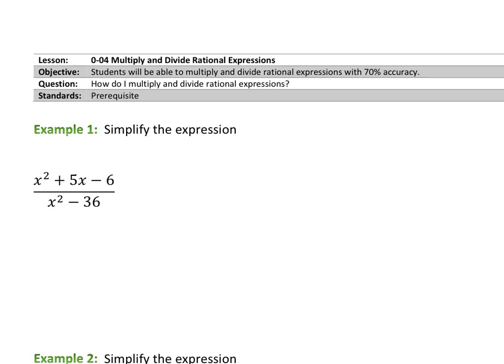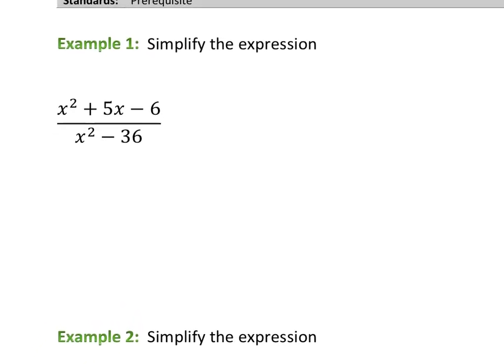Okay, today we're going to be going over multiplying and dividing rational expressions. For the purposes of this video, to save time, I will be skipping over doing the actual boxes and factoring of the problems in this video. Anyways, example 1 here.